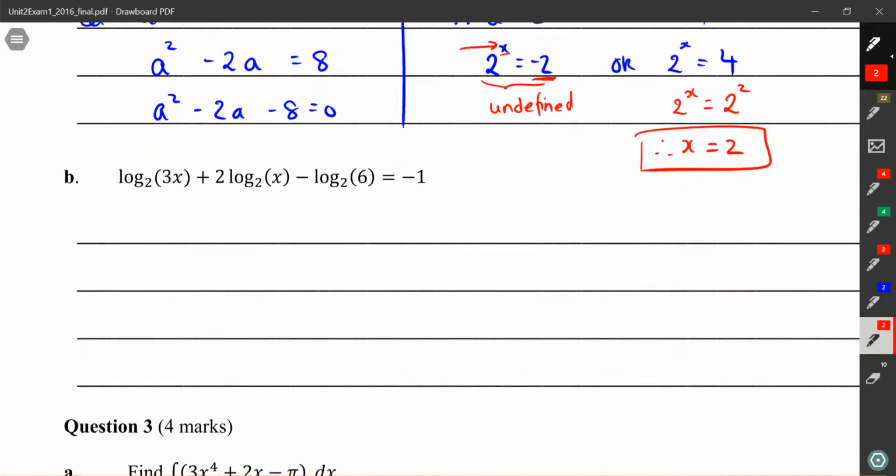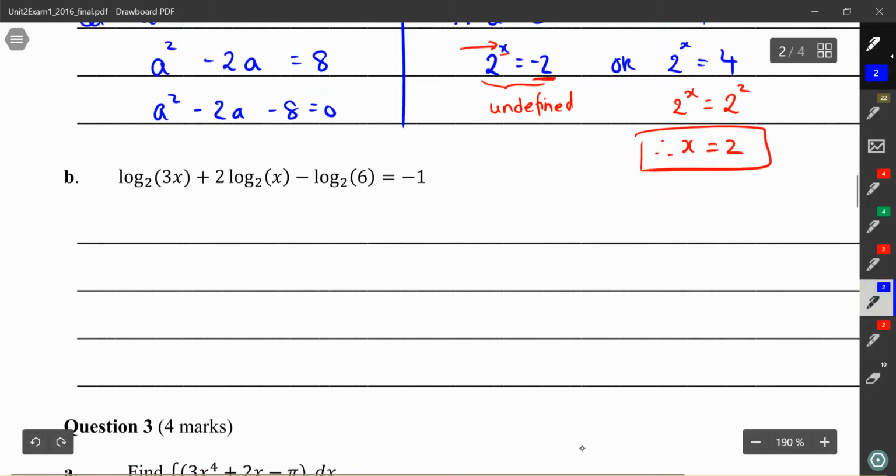Next one, logarithmic, very similar again, using your log rules. We've got adding means that you can times it, but remember I said in class that they always do this in your exams, especially for next year. When they have a 2 at the front, always remember rule number 3, you can bring it up. So now if I rewrite it, I've got log 2 of 3x plus log 2 of x squared minus log 2 of 6 equals negative 1.